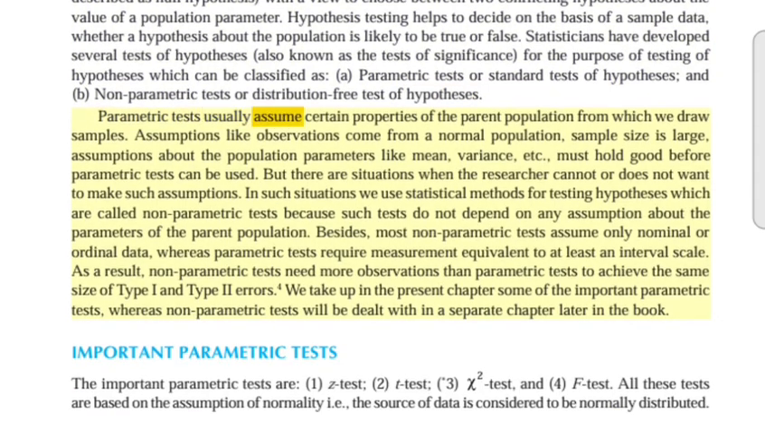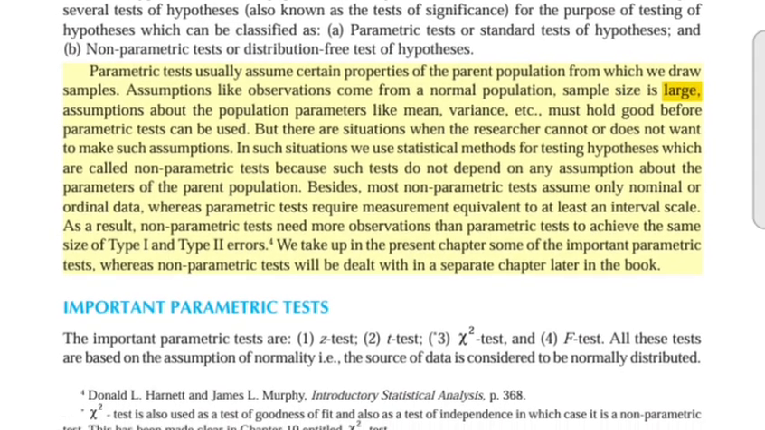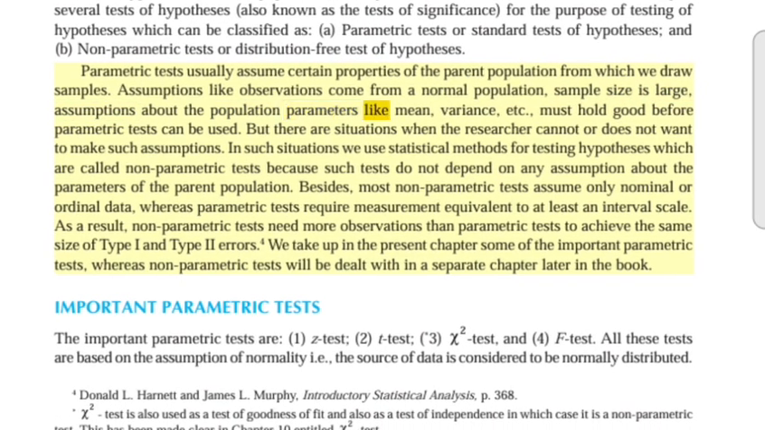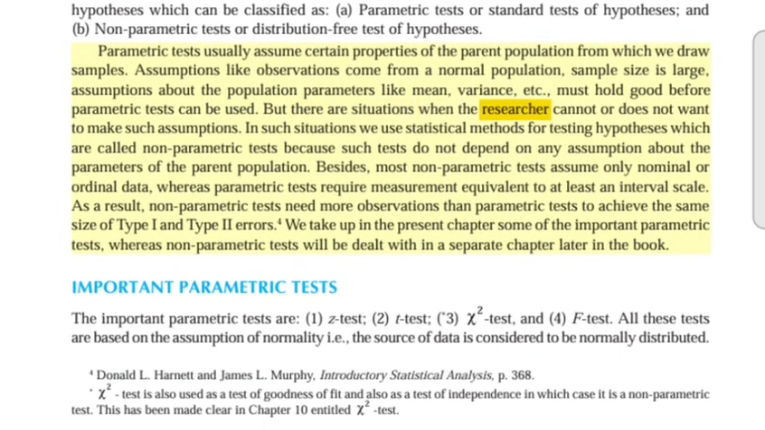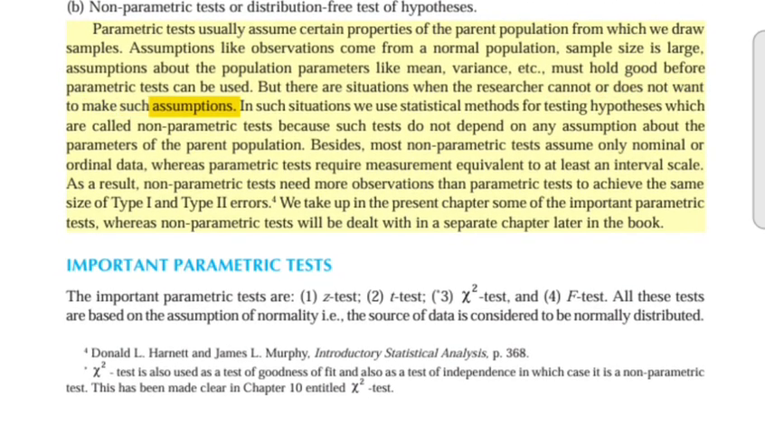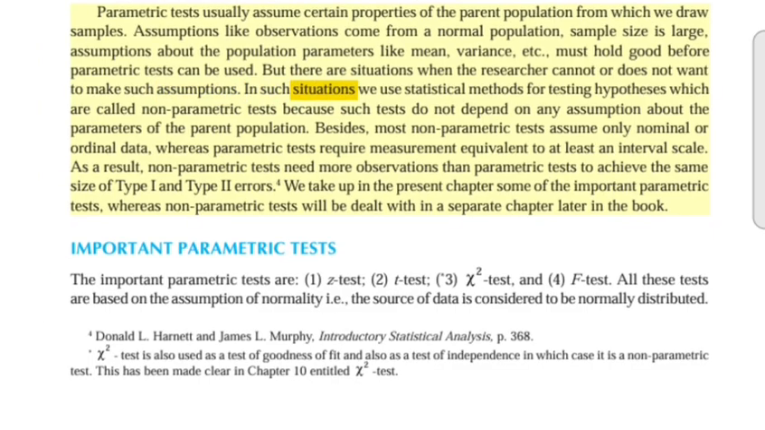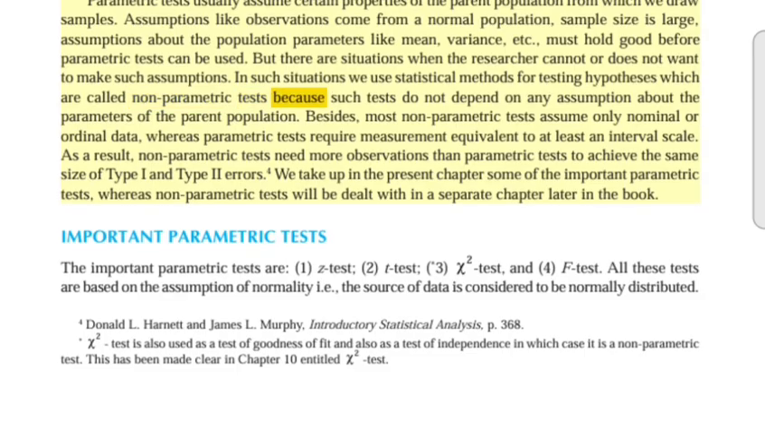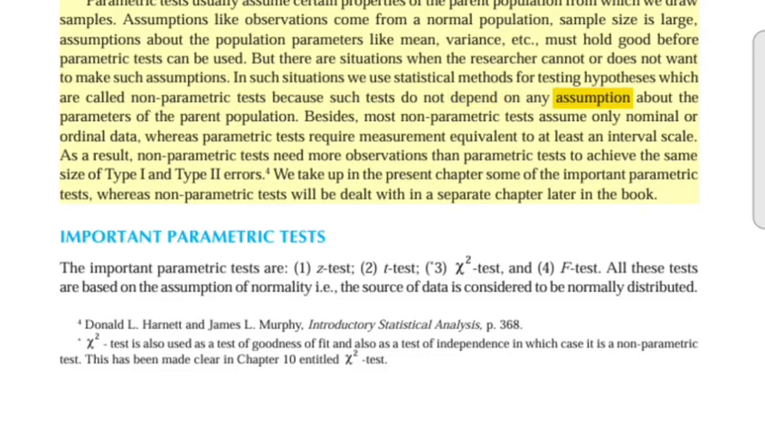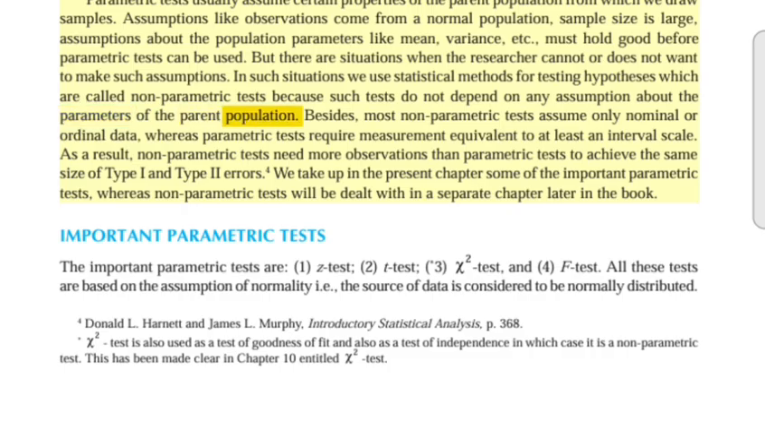Parametric tests usually assume certain properties of the parent population from which we draw samples. Assumptions like observations come from a normal population, sample size is large, and assumptions about the population parameters like mean, variance, etc., must hold good before parametric tests can be used. But there are situations when the researcher cannot or does not want to make such assumptions. In such situations we use statistical methods for testing hypotheses, which are called non-parametric tests because such tests do not depend on any assumption about the parameters of the parent population.